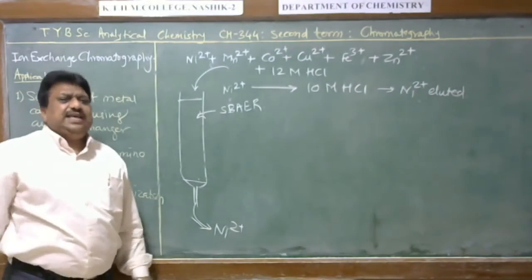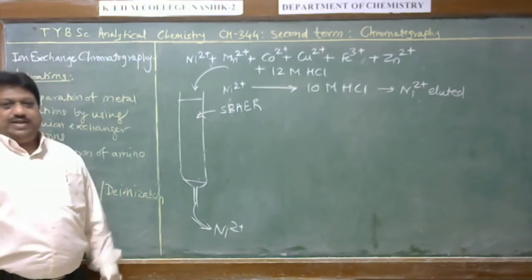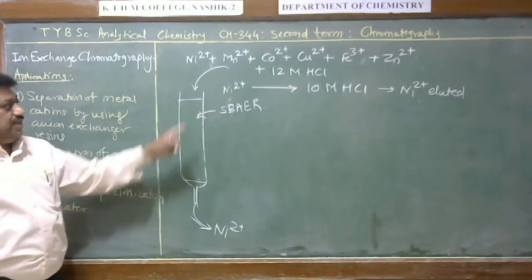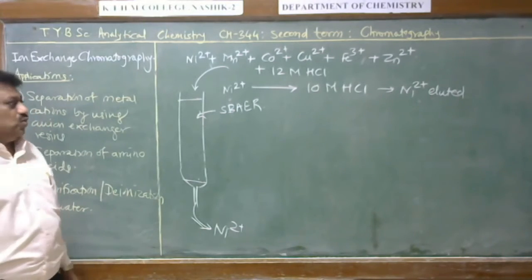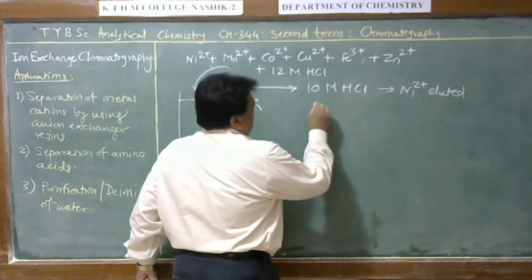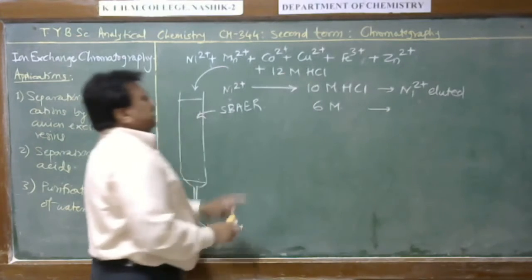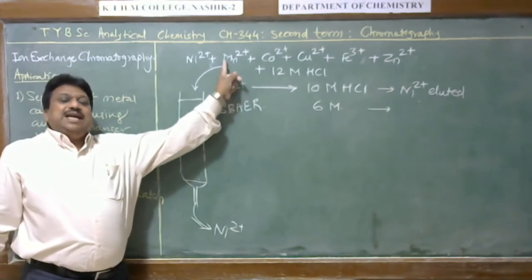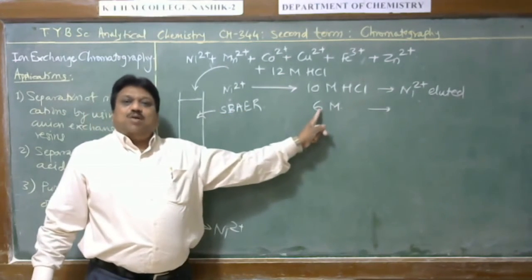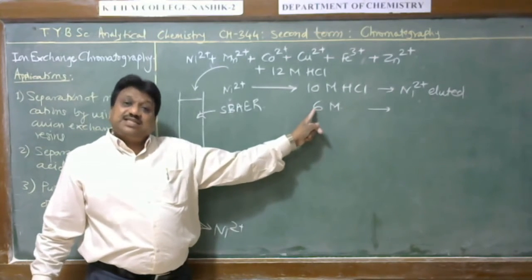Therefore, elution of nickel is carried out by washing the column with 10 molar or 12 molar HCl, because nickel does not form a chloro complex with hydrochloric acid. After that, if we decrease the concentration of hydrochloric acid to 6 molar, then at this concentration the manganese chloro complex breaks, because manganese forms a chloro complex with hydrochloric acid when the concentration is greater than 6 molar.